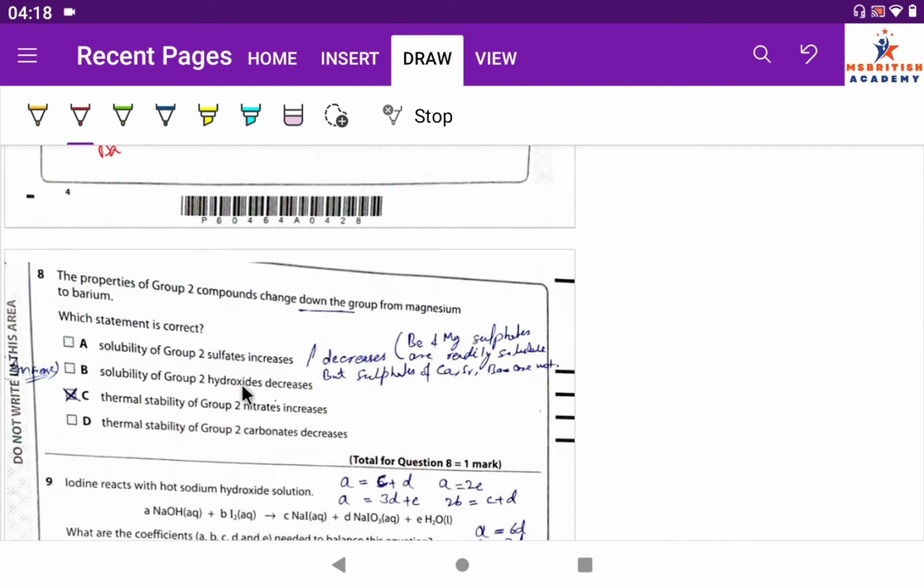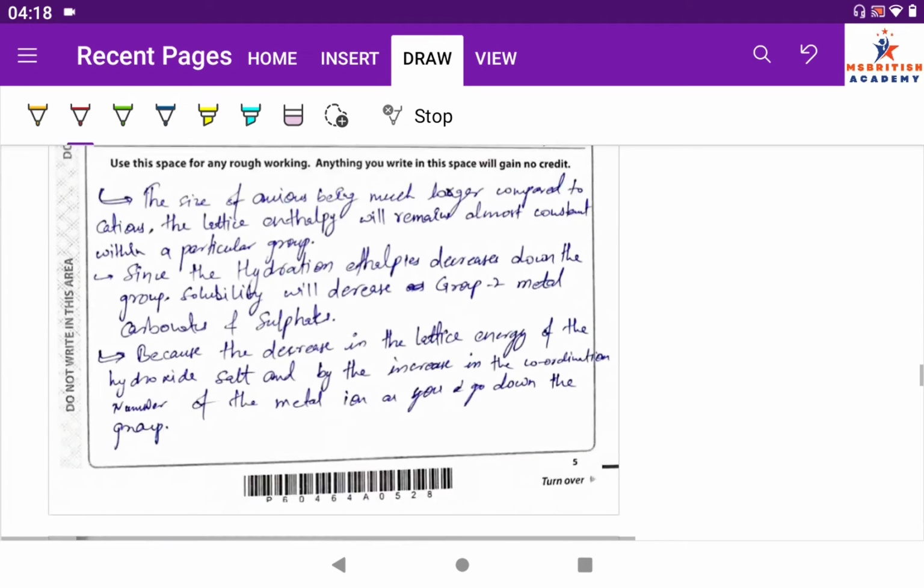Solubility of group 2 hydroxides increases because of hydrogen bonding. And thermal stability of group 2 nitrates increases. Yes, this is the right one. And thermal stability of group 2 carbonates decreases. Now see the reasons here.